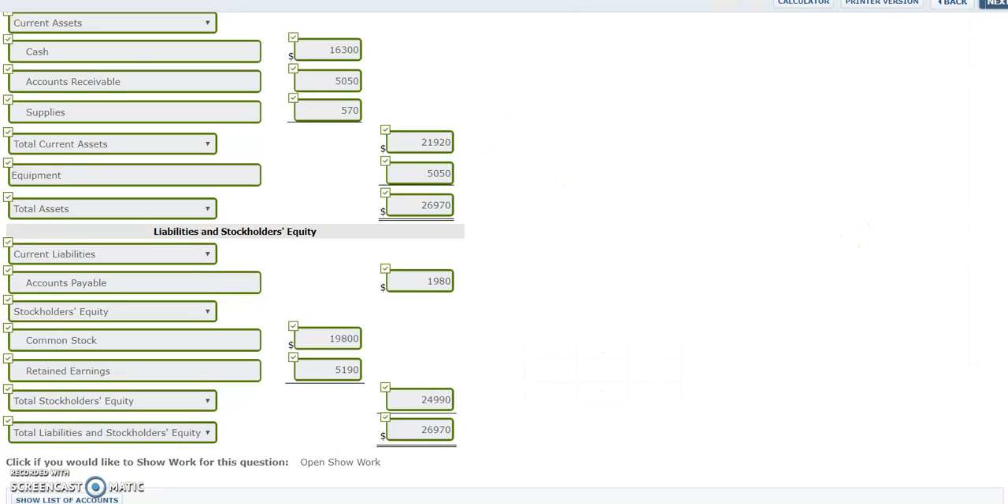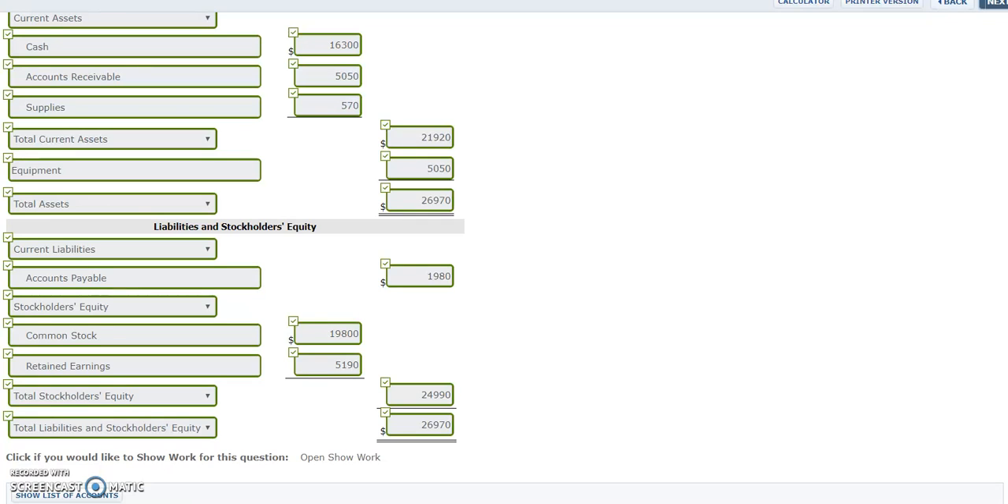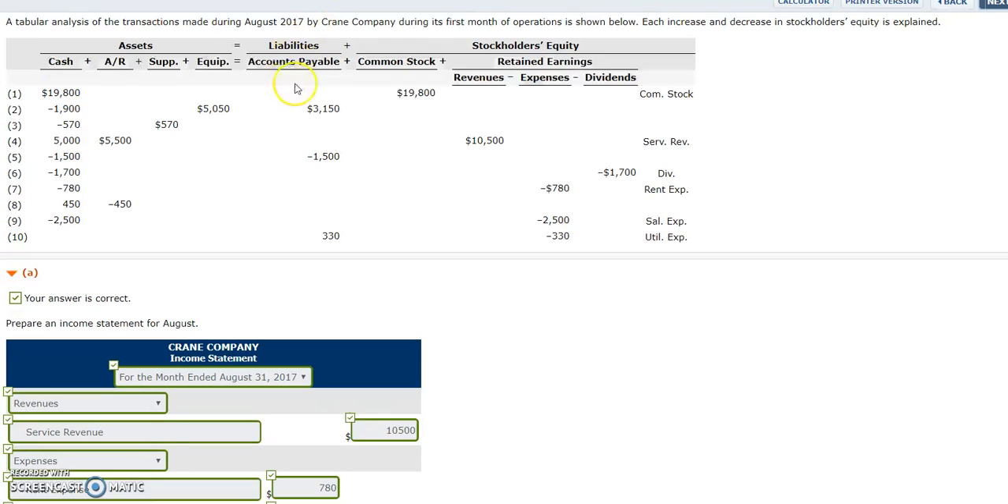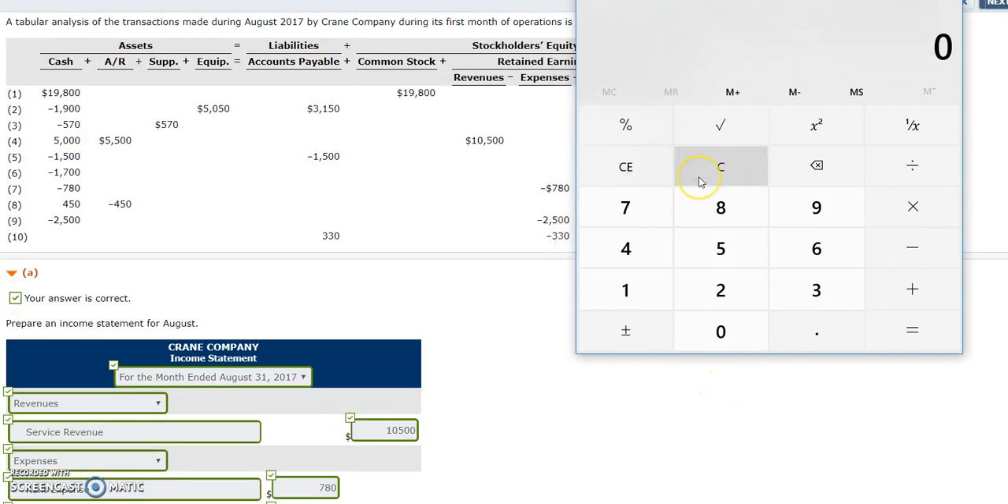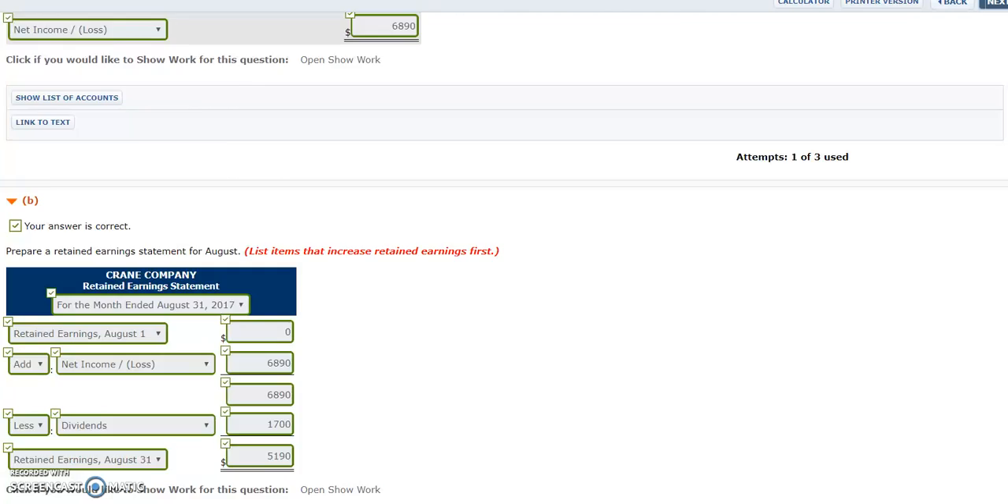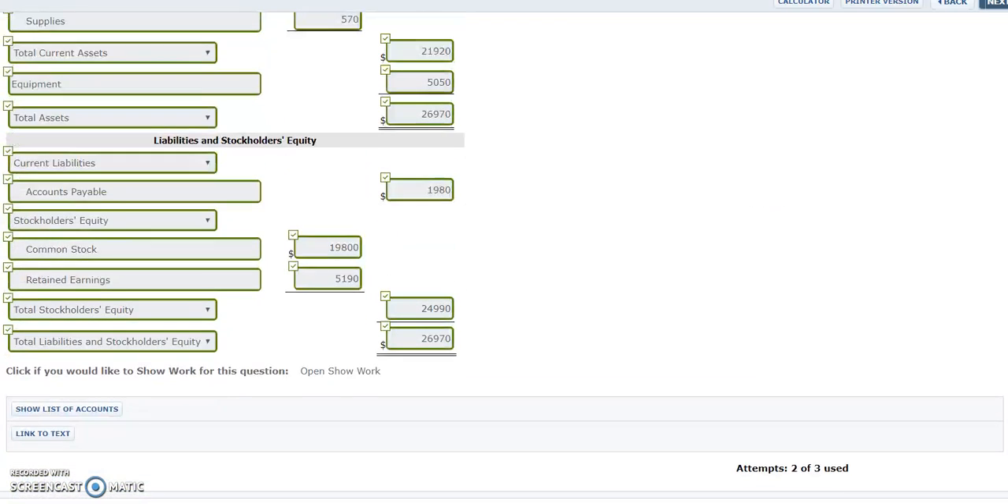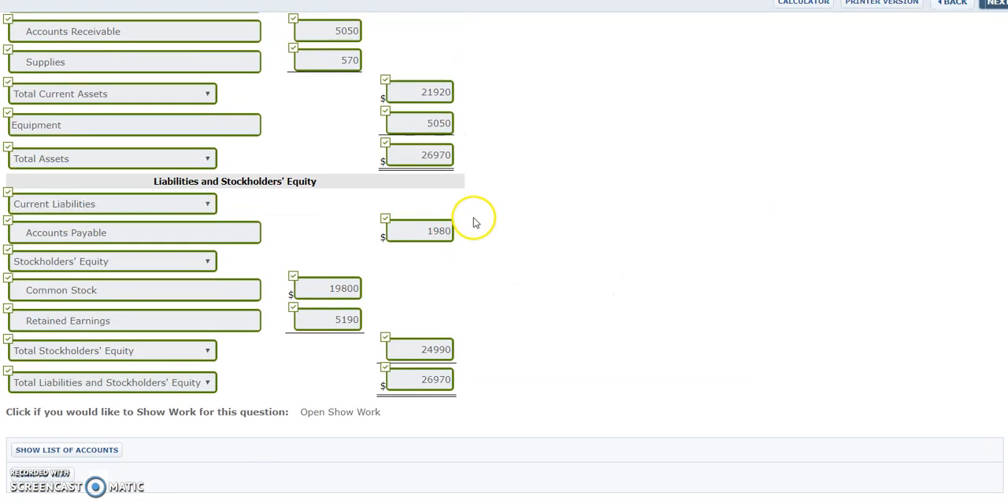Next, we have our liabilities. We'll start with our current liabilities. We only have one, which is our accounts payable. So we're going to add that: 3,150 minus 1,500 plus 330. We should get 1,980. And we'll go ahead and plug that into accounts payable.